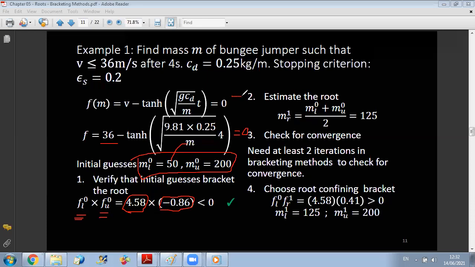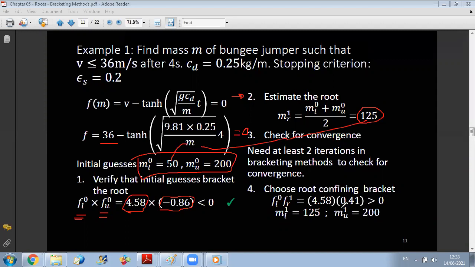Now, second step, I do a first estimate of the root. I take 50 plus 200 over 2. So a first estimate for my root is 125. Okay. Now, as a first step, I cannot compare it with something else. I cannot do any error calculation. I need, of course, a second step. Okay. So now to do the second step, I should find f at m equal to 125. If I replace m by 125 in this equation, I want to know if it's a positive result or negative result.